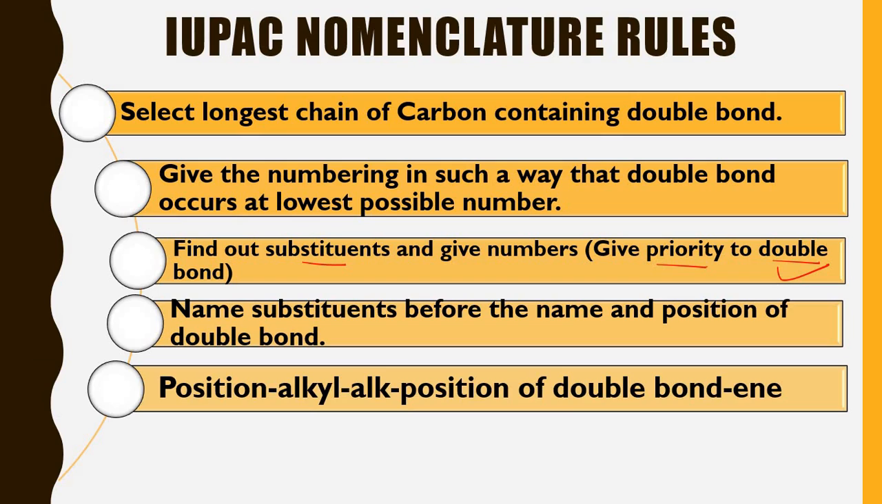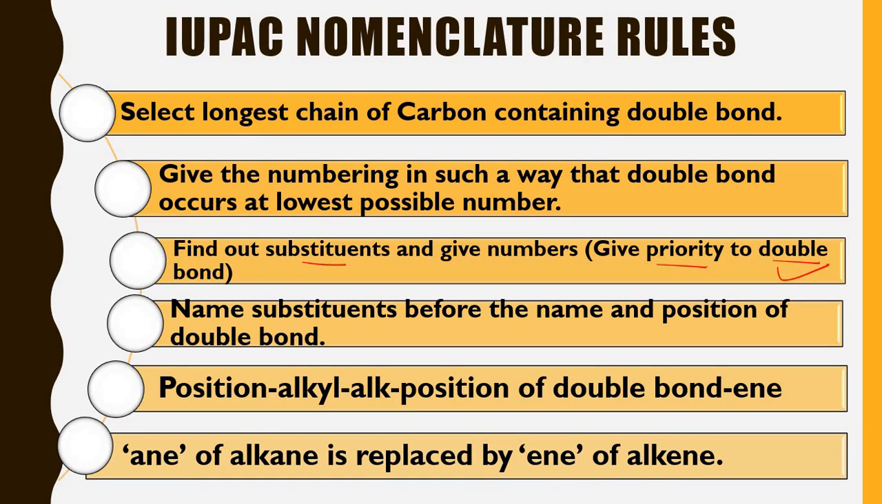So what is the fashion of writing the nomenclature? Position, alkyl, alk, then position of double bond, and at the last ENE. At the last, the ANE of alkane is replaced by ENE of alkene.